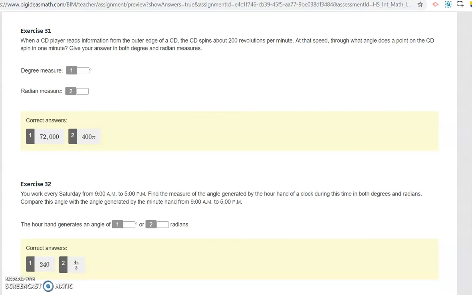This video is going to go over exercises 31 and 32 from Big Ideas 8.2. Number 31 says, a CD player reads information from the outer edge of a CD. The CD spins 200 revolutions per minute. At that speed, through what angle does the point on a CD spin in 1 minute? Now, the answers are right there, 72,000 degrees or 400 pi. Let's find out how they got that.